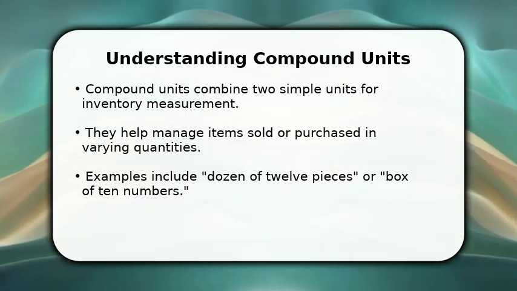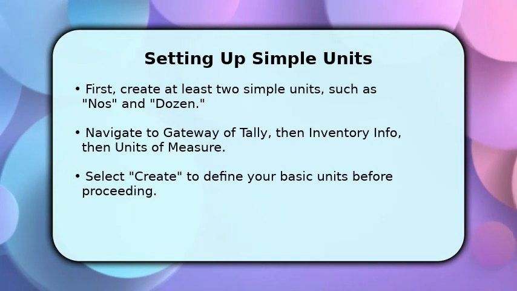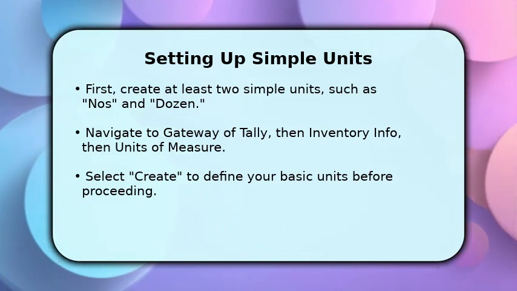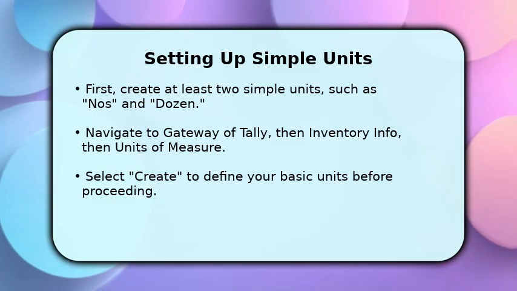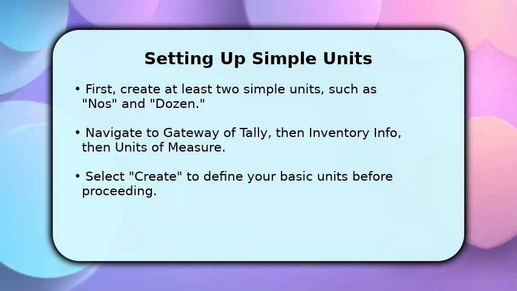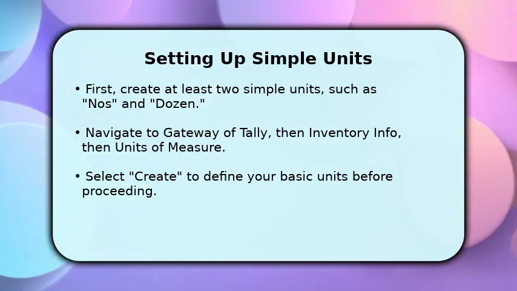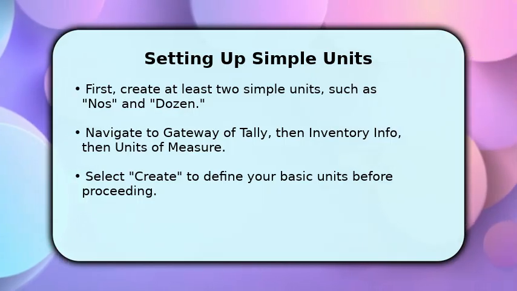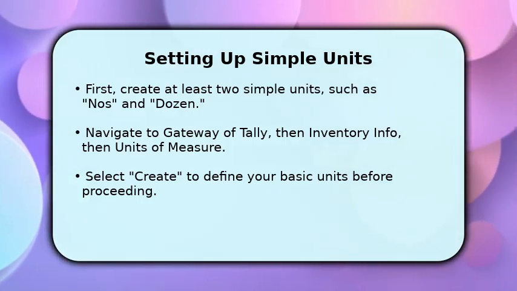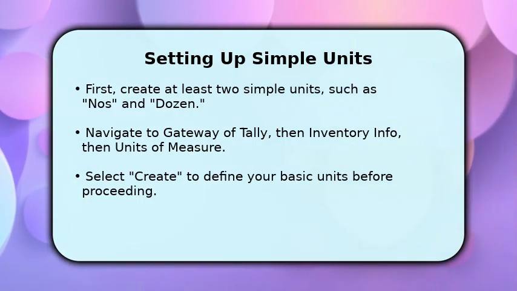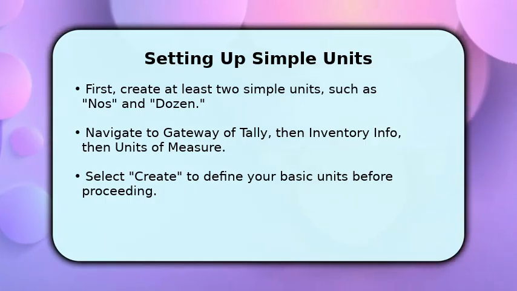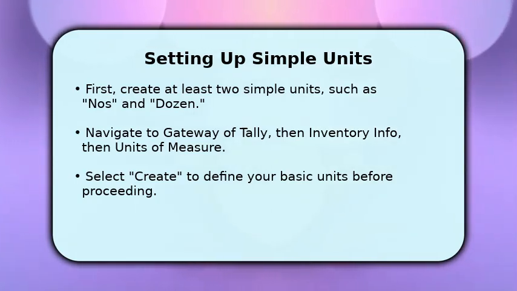and simplified management. Before you can create a compound unit, you must first establish the individual simple units it will comprise. For instance, if you plan to create dozen of 12 NOS, you'll need to have dozen and NOS already defined. To do this, go to the Gateway of Tally, select Inventory Info, then Units of Measure, and choose Create to set up these foundational units.